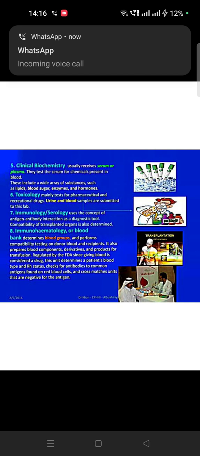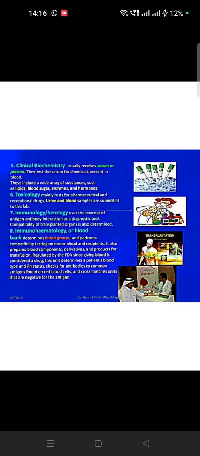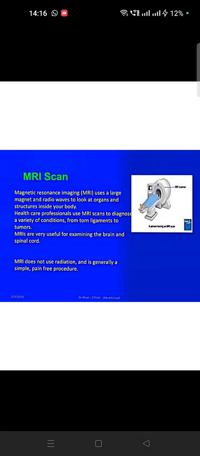Then hematology and blood bank perform testing on donors and blood recipients. The processing of blood components, derivatives and products for transfusions is regulated by the FDA, since giving blood is considered a drug. So you need to determine the patient's blood type or status and check the antibodies and common antigens found. Then RBCs and cross matching, everything is done for the blood bank.